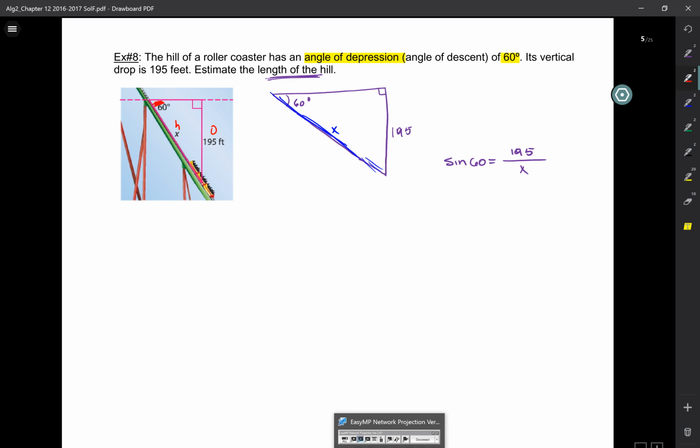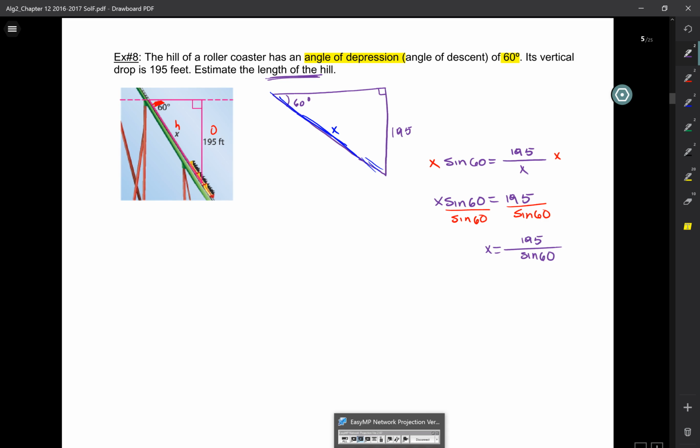Okay, multiply both sides by x. So we get x sine 60 is equal to 195. And then what? Divide both sides by sine 60. And we're just going to let that hang there for a little bit. Let me show you the other way. Would you plug it in your calculator? Here you would plug it in. Now, let me show you the other way, which is much faster, but it's identical but faster.